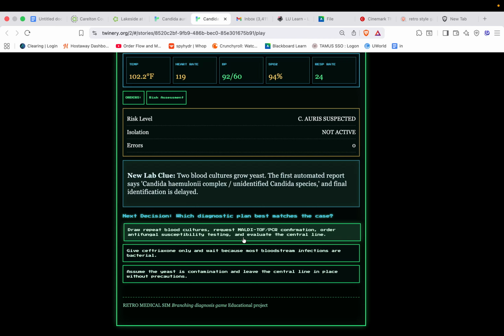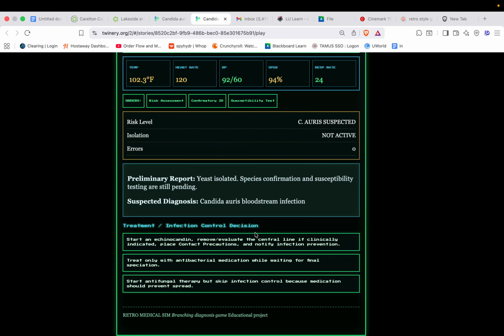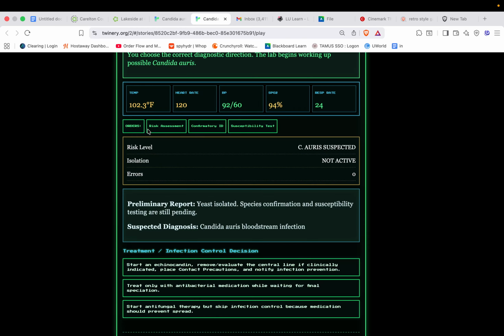The MALDI-TOF is going to be a confirmatory identification method, and blood cultures and susceptibility testing also help determine treatment options. The central line is also important because invasive devices can become infection sources. We'll pick that. So here is our correct answer. As you can see, it's green. When you pick a wrong answer, there's going to be a red box here.